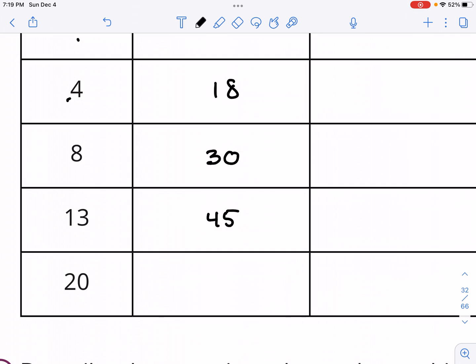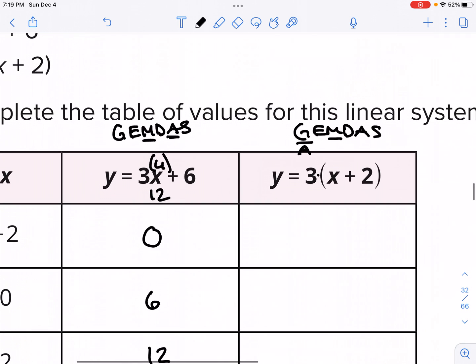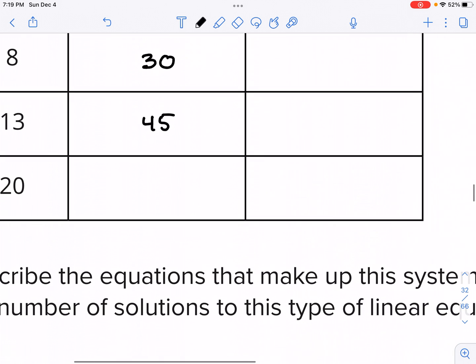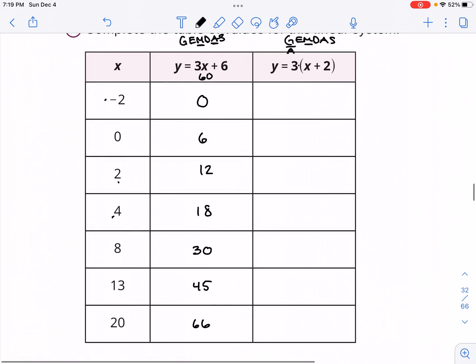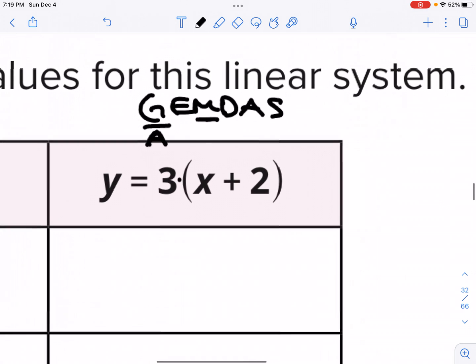And if we plug in a 20, let's just do 20 here. 3 times 20 is 60, and 60 plus 6 is 66. Okay, so we have this first column here. All we did was plug in a number, multiply it, and then add, and we got our final output. Here, like we said, we're going to add 2 first, and then whatever that is, multiply by 3.